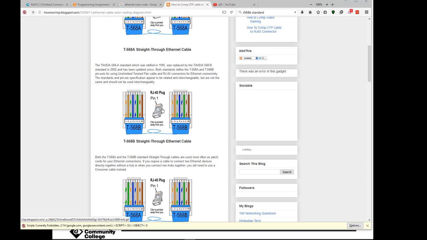From left to right, looking at the, I guess the bottom, I consider this the bottom, although the clip of the plug is pointing away from you, it's orange stripe, orange, then the green stripe, solid blue, blue stripe, solid green, and then brown stripe, and then brown wire.